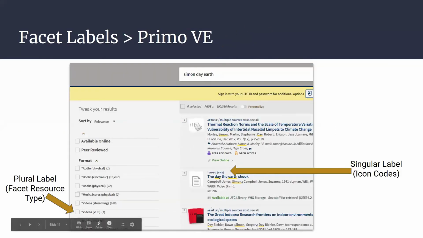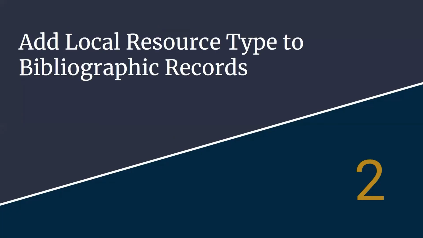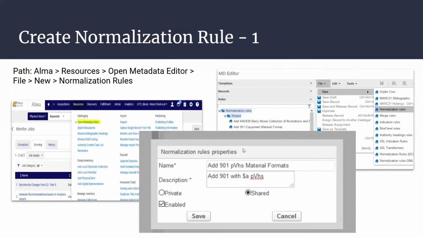All right, and then you'll see right here a picture of Primo VE. Once these things are in, the plural label shows up in the faceting or the formatting down that left-hand side, and then the singular label shows up with an individual line. That's once you've done all of the other work. So the next step is to add that local resource type to your bibliographic records. And there are several pieces of this.